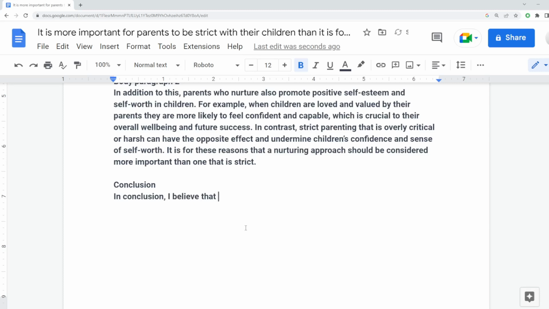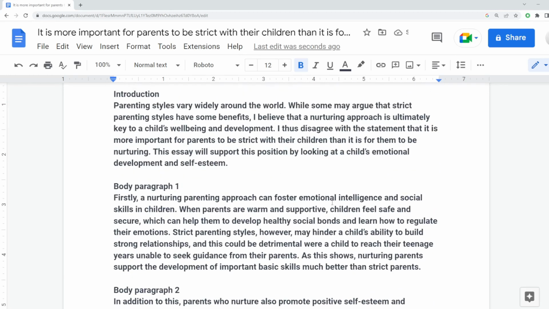I believe that nurturing parents are ultimately... and I just hesitate to use ultimately because we did use that once up here, didn't we? I believe that a nurturing approach is, I'm going to just change this one to truly, okay?